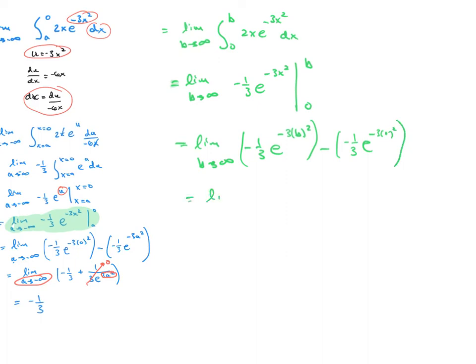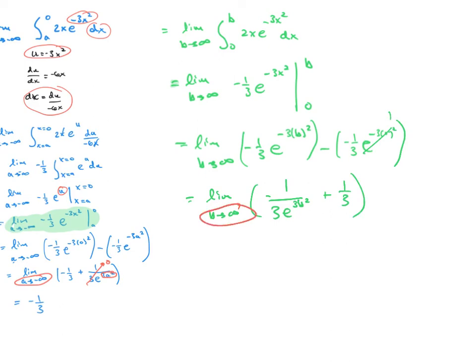So this is going to be the limit as b goes to infinity. I'm going to clean it up a little. Because it has a negative exponent, I'm going to go ahead and throw it in the denominator. This is going to be negative 1 over 3e to the 3b squared. I moved it to the denominator, so I made the power positive. And this is going to be plus, well, all that stuff turns into a 1, so this would be plus 1/3 because I was subtracting a negative.